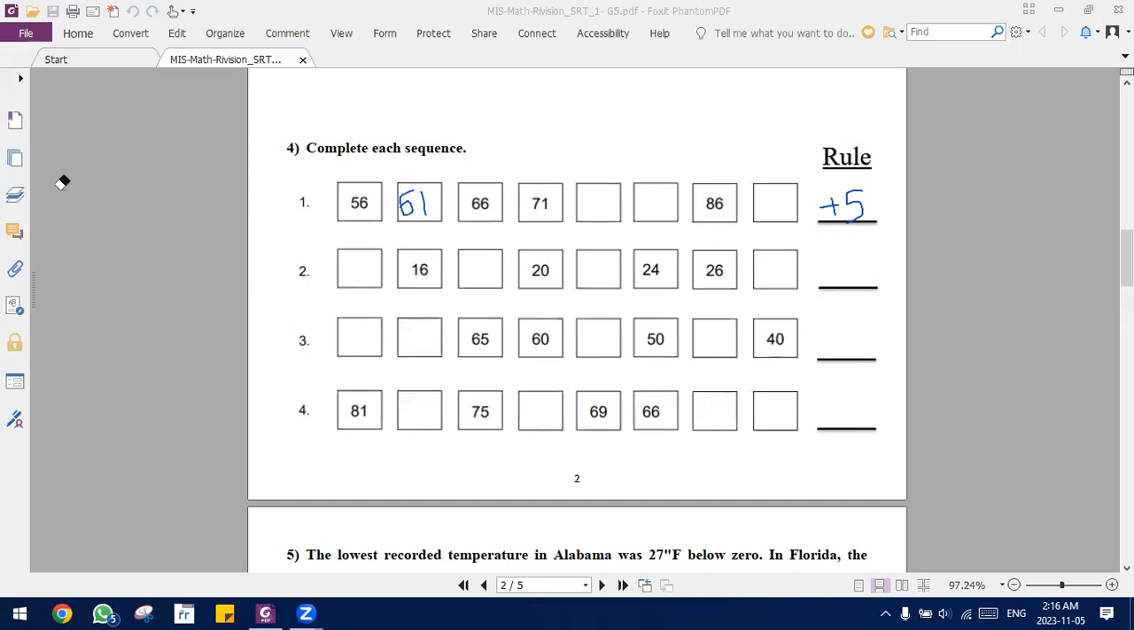Now let's complete. Each step now we should add 5. After 71, let's add 5. What is it? Yes, 76. Then plus 5, 81. Plus 5, it's 86. So we're correct. Plus 5, 91. Okay, this is done. Next one, again, I need to check the rule. How? We check numbers next to each other. 24, 26. So what is it here? It's basically plus 2.